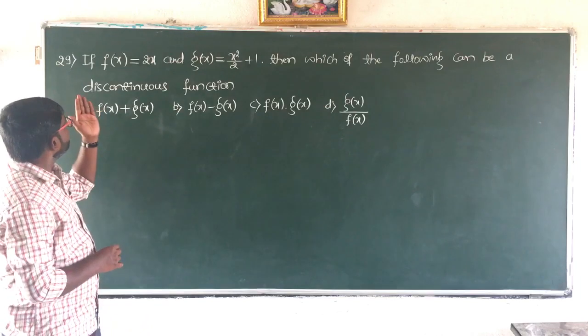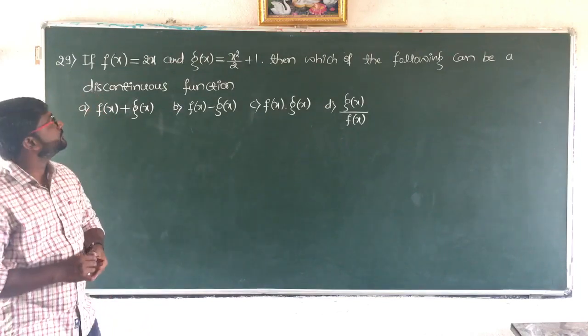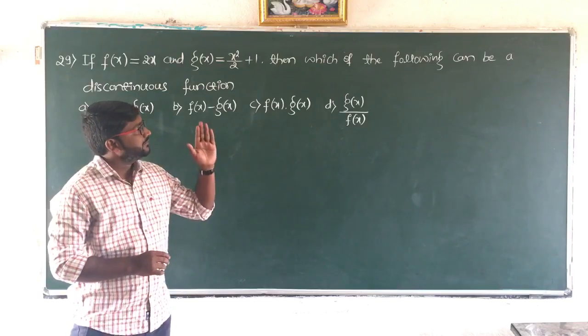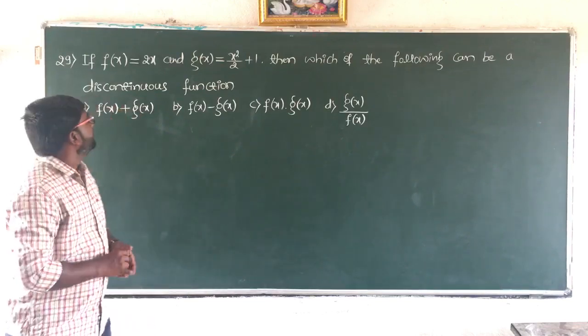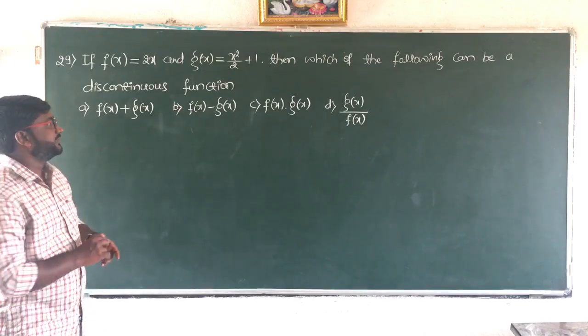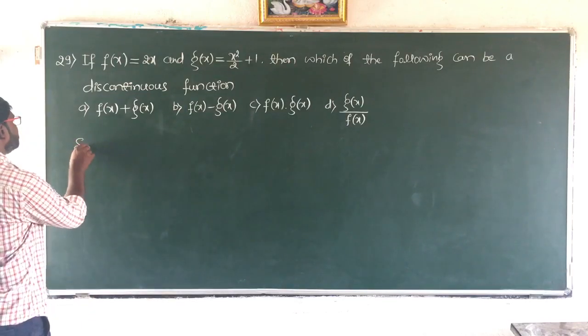The question is: if f of x is equal to 2x and g of x is equal to x square by 2 plus 1, then which of the following can be a discontinuous function? He has given four options. So let us solve this.